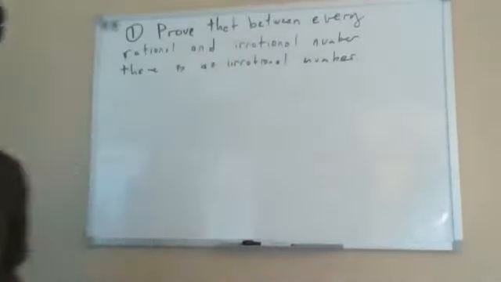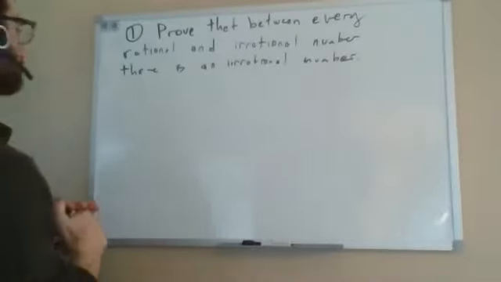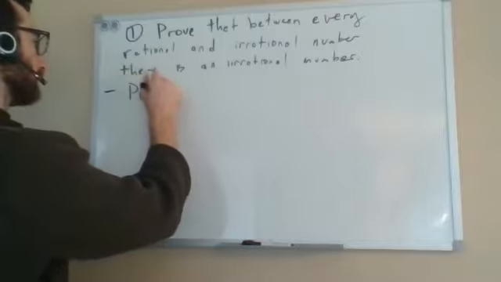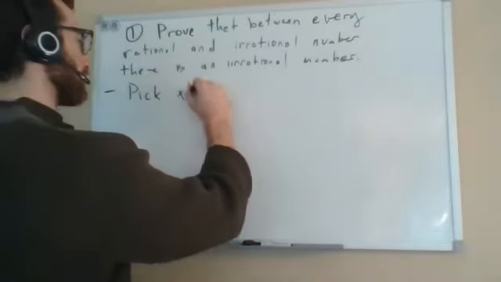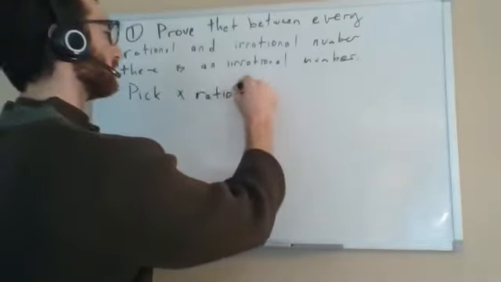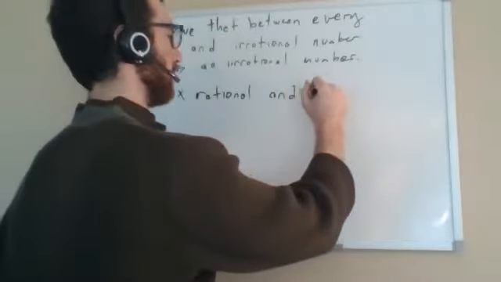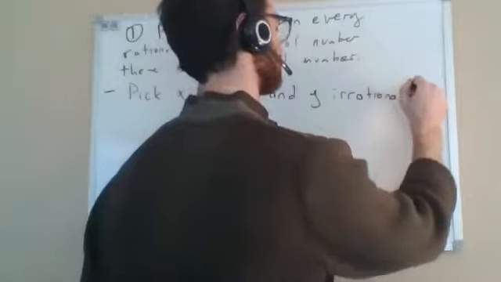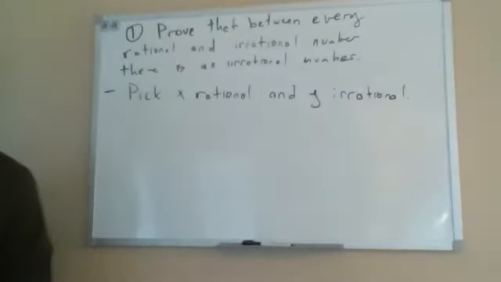How this proof should start: pick x rational and y irrational. Right? I don't have any control.